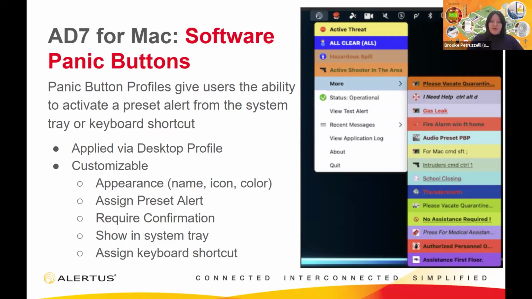Next is alert assignment, where you can assign a specific preset alert that will be launched when the button is triggered. Then is security and confirmation, where you can choose to require confirmation before the alert sends if you are concerned about false activations. And last is visibility and access. Here you can determine if the button should show in the system tray or assign a keyboard shortcut for quick activation. All of this is managed and applied via the main desktop policy, allowing for centralized configuration by IT administrators.